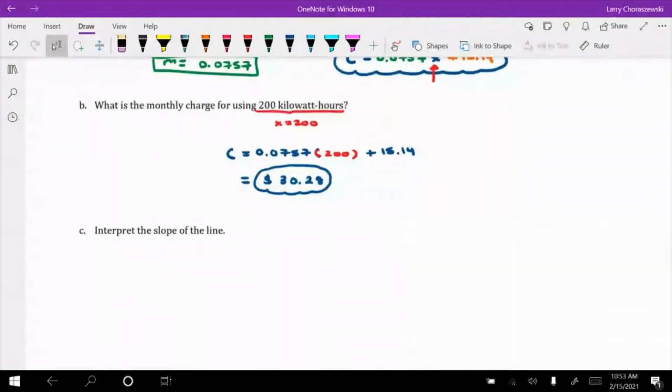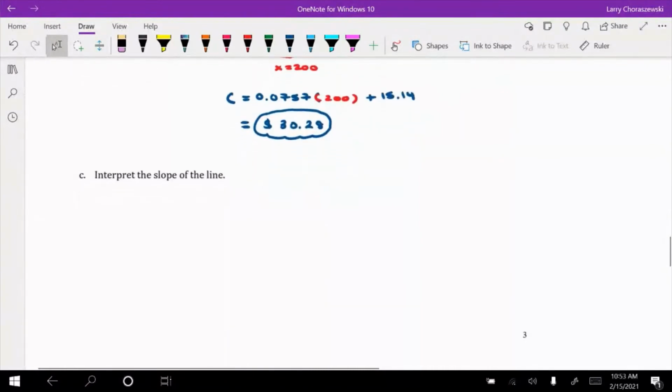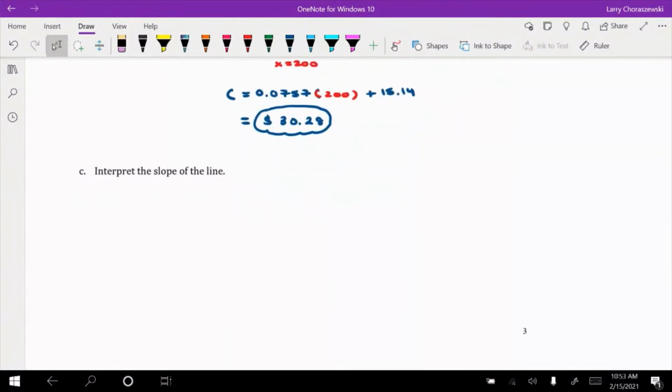All right, so we're just about out of time. Let's take care of part C, and then go over any questions that you have. And then once those are done, we'll be done for the day.